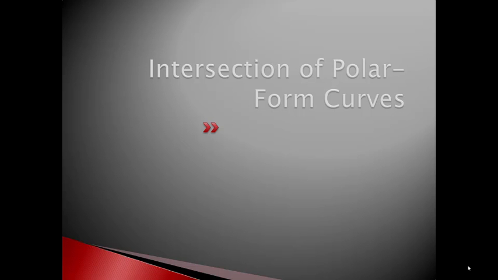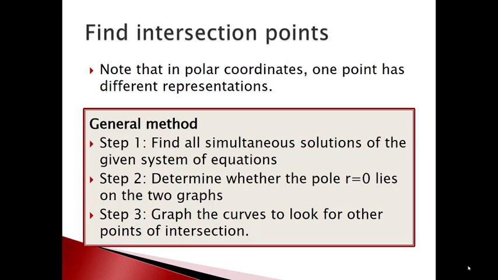Intersection of polar form curves. In polar coordinates, one point has more than one representation, so the method for finding intersection of polar form curves will include sketching the graphs. Step 1. Find all simultaneous solutions of the given system of equations. Step 2. Determine whether the point r equals 0 lies on the two graphs. Step 3. Graph the curves to look for other points of intersection.